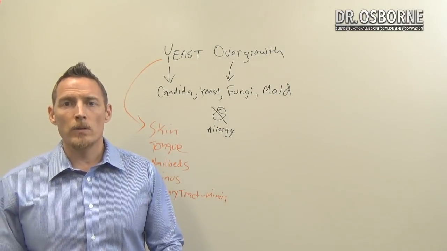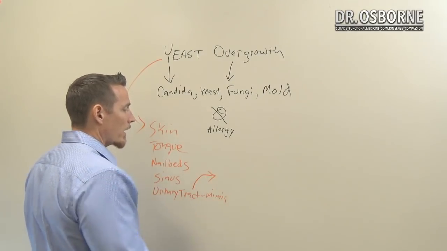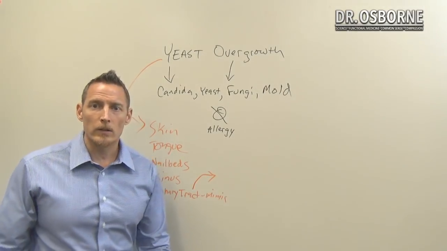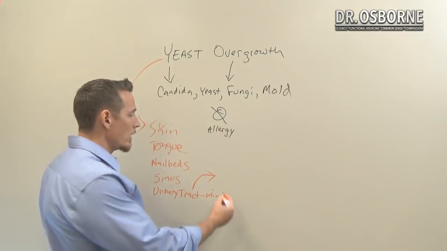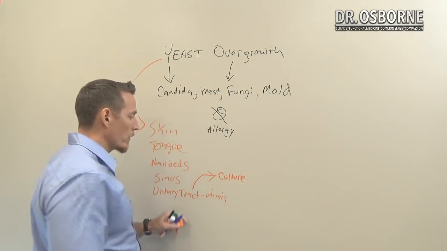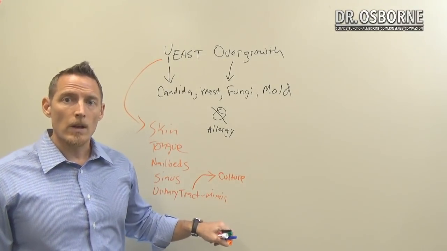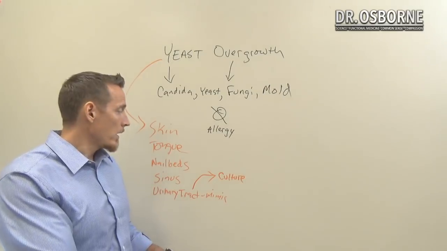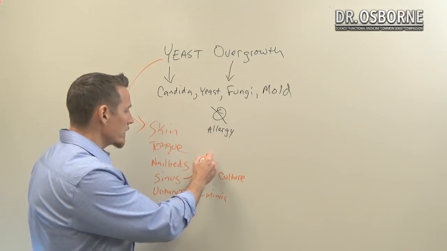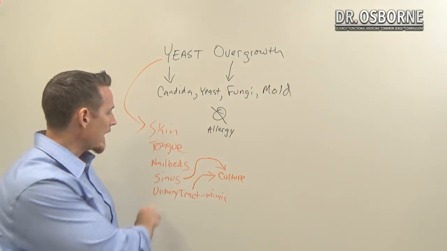And the thing that you want to do, and this is very, very important, if you're being prescribed an antibiotic and you really don't have a bacterial infection but you have a yeast infection, you want to ask for a culture. So you can have a urine culture done and ask them to culture it for mold or fungus or yeast and also bacteria. You can do the same thing in the sinus. You can have a culture done because those are the two areas where people tend to have infections.